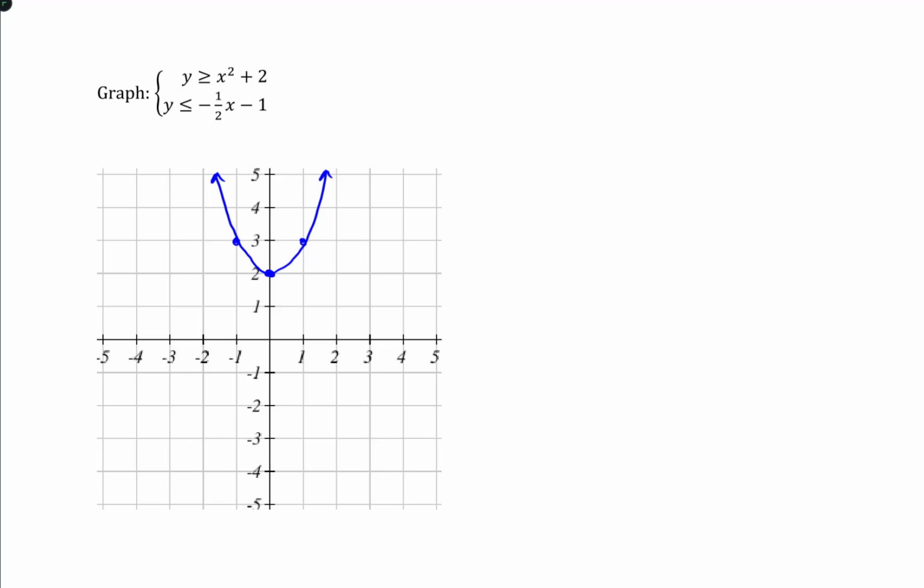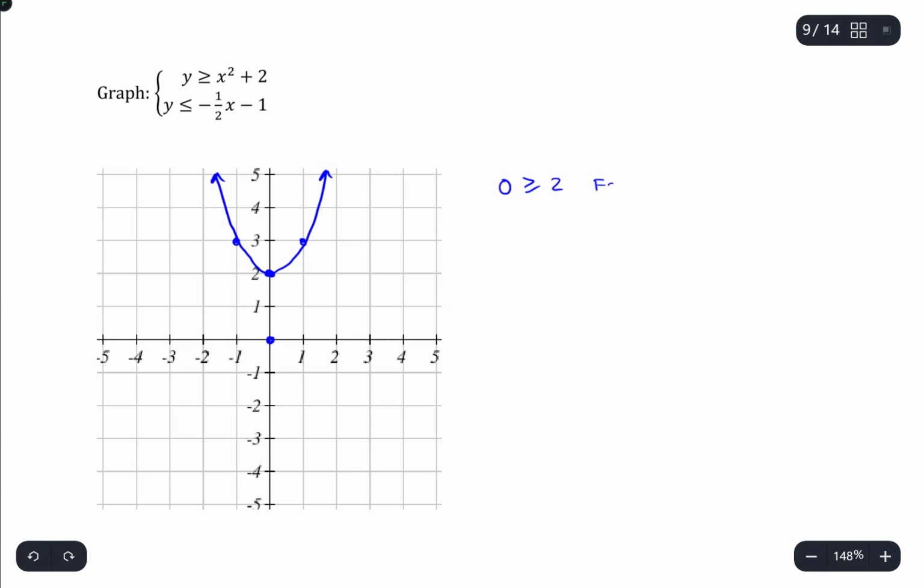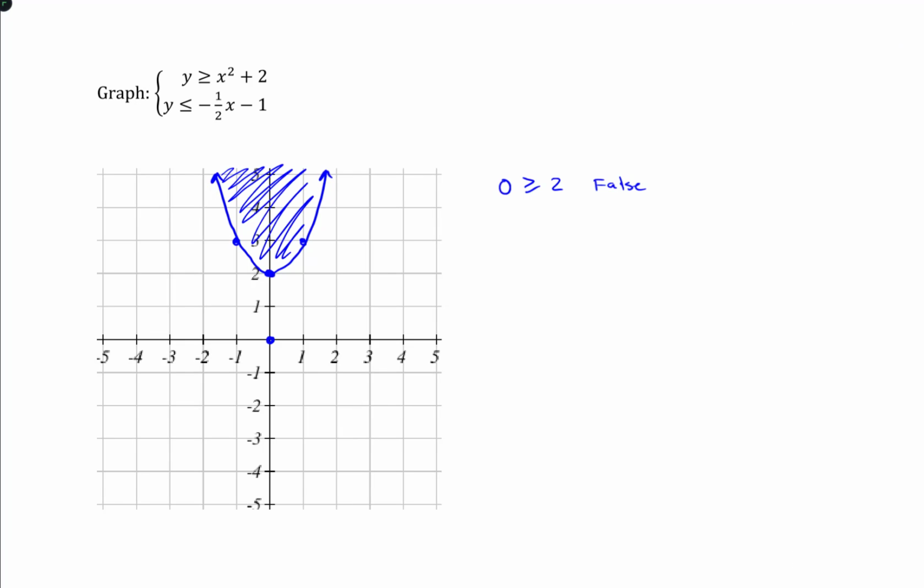Lastly, we need to decide which side of the parabola is going to get shaded. So I'll test with the origin here, because that's always the easiest point, which has the coordinates 0, 0. So there's a y coordinate of 0 and an x coordinate of 0. So 0 squared is 0 plus 2. All right, so 0 is greater than 2. That is a false statement, which means I need to shade the side of the parabola that does not contain the origin. So I'm shading the inside of this particular parabola.